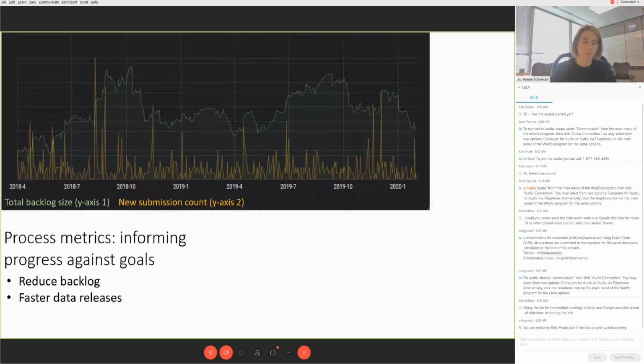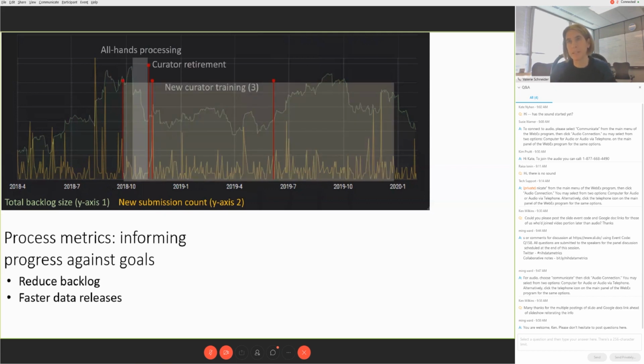And so process initiatives that we have going on at NCBI that are associated with the backlog can be evaluated to assess their impact on the progress towards this goal that we have. And so with this slide, we're going to look at a couple of examples of that. So next, please.